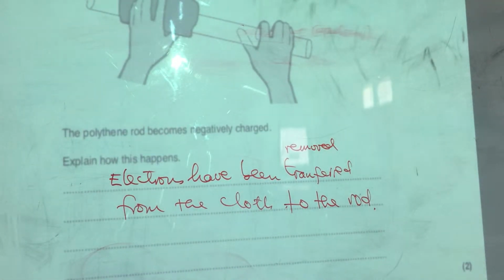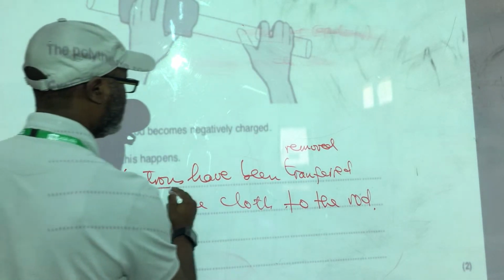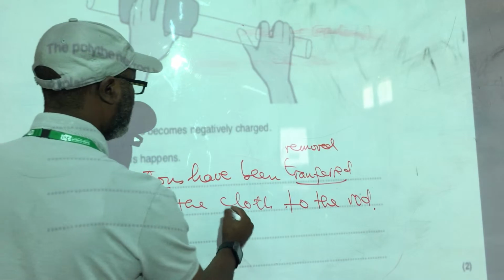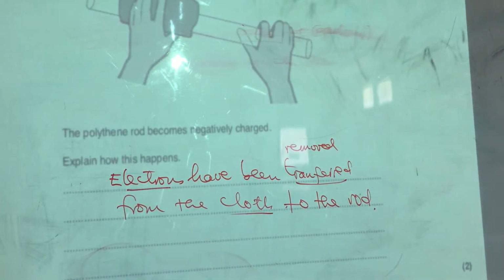Okay, so this idea of electrons being transferred is definitely 1 mark, and showing from where to where is definitely the other mark. And it is very important that we highlight this when we are answering the questions, especially when the question says 2 marks. You need to think of the best way to get those two marks.